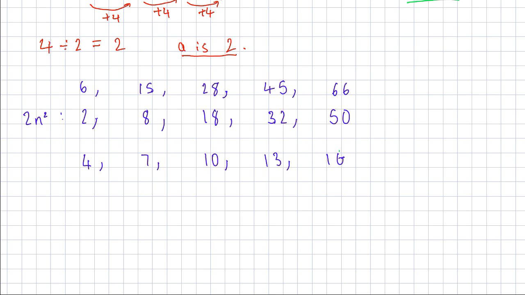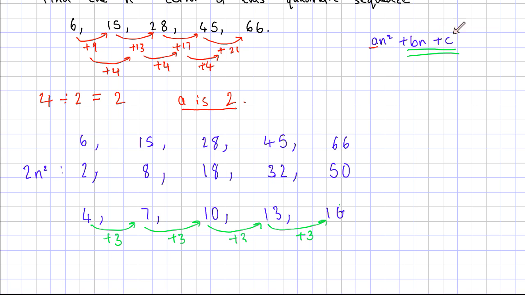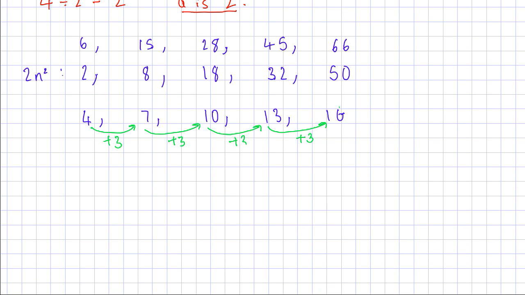So let's look for the difference here. The difference here is plus 3. The difference here is plus 3. So I can see that I have a common difference here, and this is actually a linear sequence. So when I took away my 2n squared from my original sequence, I'm left with a linear sequence. And this is what I should expect, because I should be left with bn plus c. So the nth term for this sequence is going to be 3n.